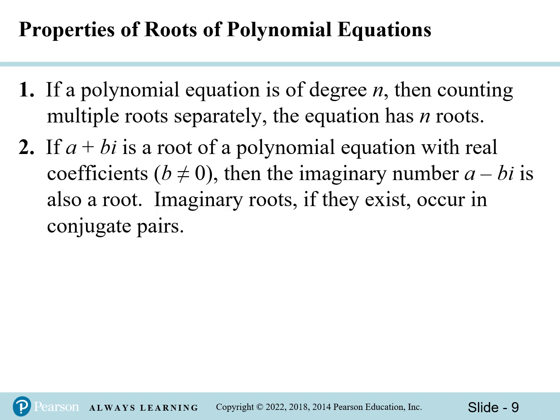Properties of roots of polynomial equations. If a polynomial equation is of degree n, then counting multiple roots separately, the equation has n roots. If a plus bi is a root of a polynomial equation with real coefficients, b cannot be equal to 0, then the imaginary number a minus bi is also a root. Imaginary roots, if they exist, occur in conjugate pairs.